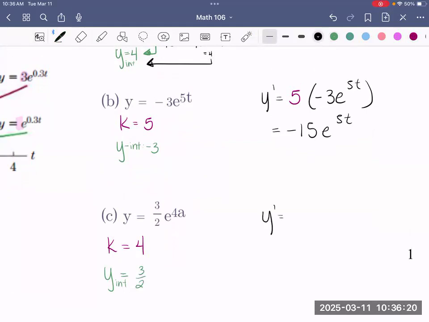And your y altogether, we have 4 times 3/2e to the 4a. So we have 12/2e to the 4a, which is 6e to the 4a.